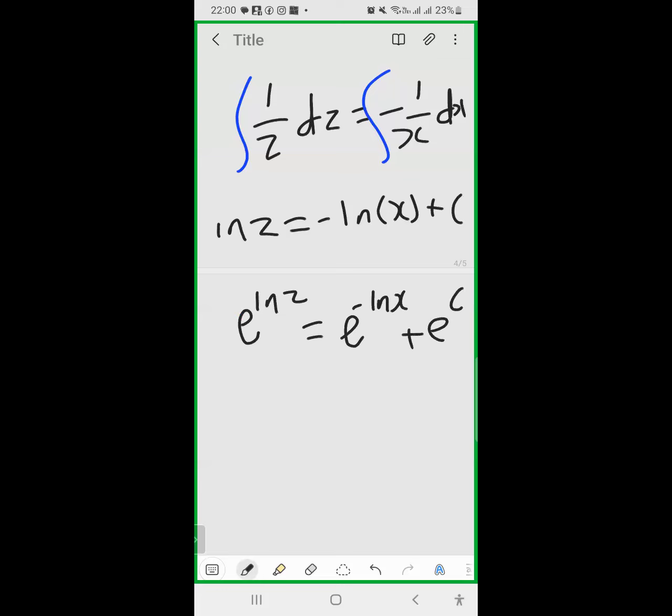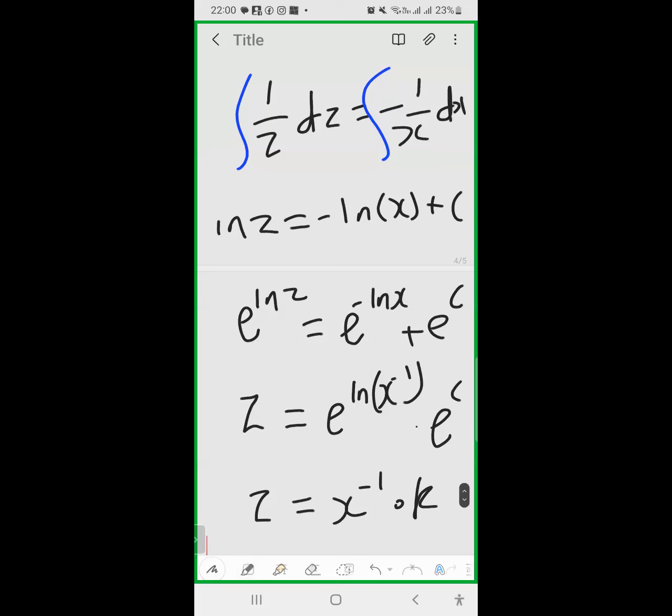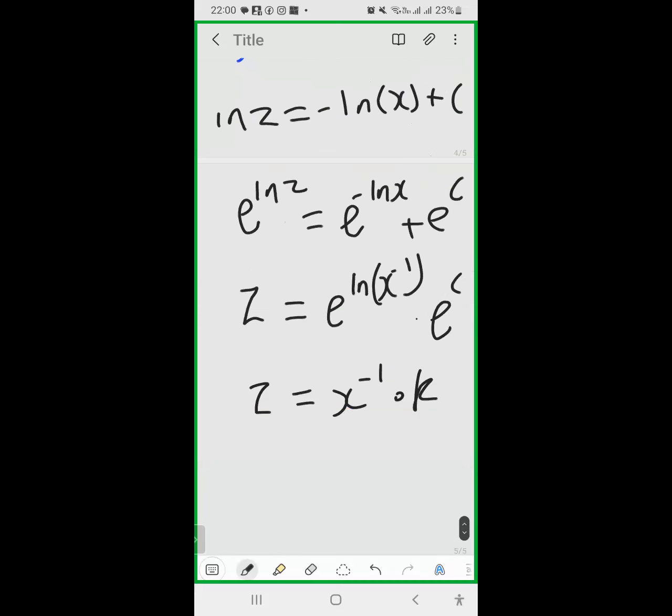Therefore, this is simply c is equal to e to the power ln of x to the power minus 1, and then multiplied by e to the power c. So this is going to be equal to x to the power minus 1, and e to the power c, we can call it just a constant k, since this is just a constant. Therefore, our z is going to be equal to k over x.